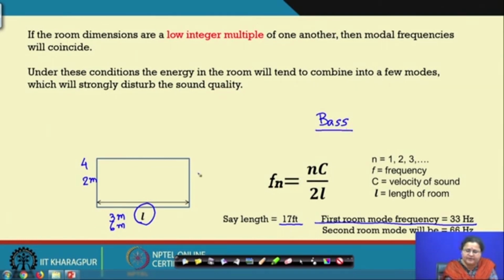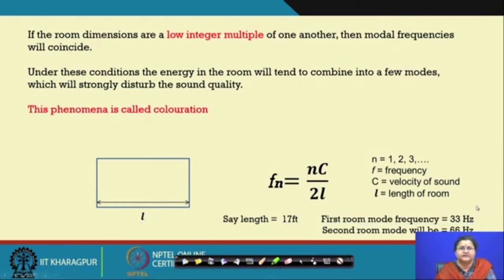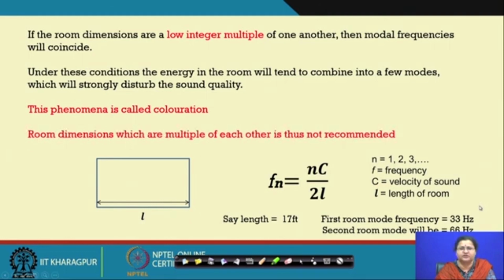But if they are pure multiples, say this is 3 meters and this is 6 meters, that is twice of it, then the same will happen for this 66 hertz, the same will happen for 33 hertz and multiples of these. So, this will create further annoyance. So, this phenomenon is called coloration, and room dimensions which are multiples of each other are not at all recommended.